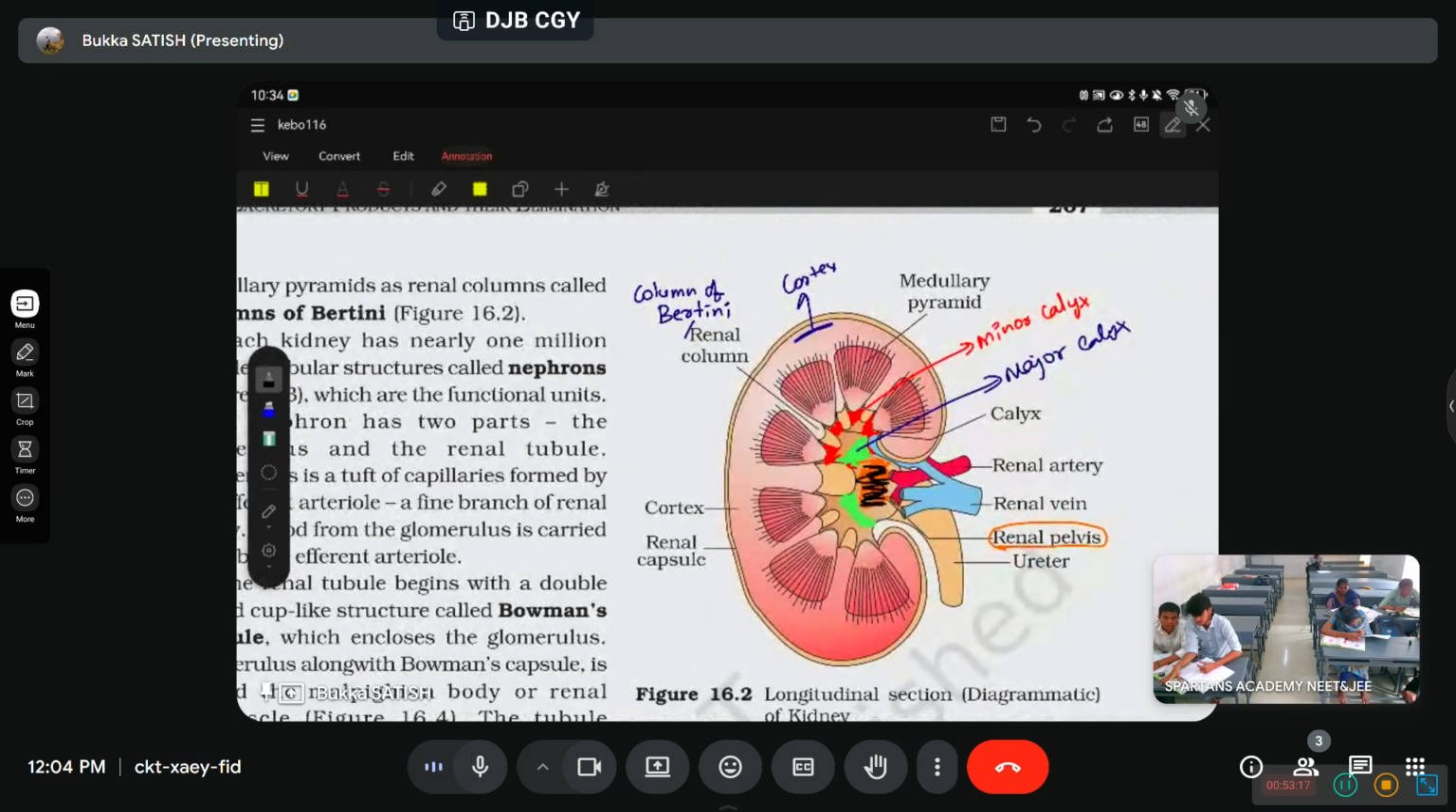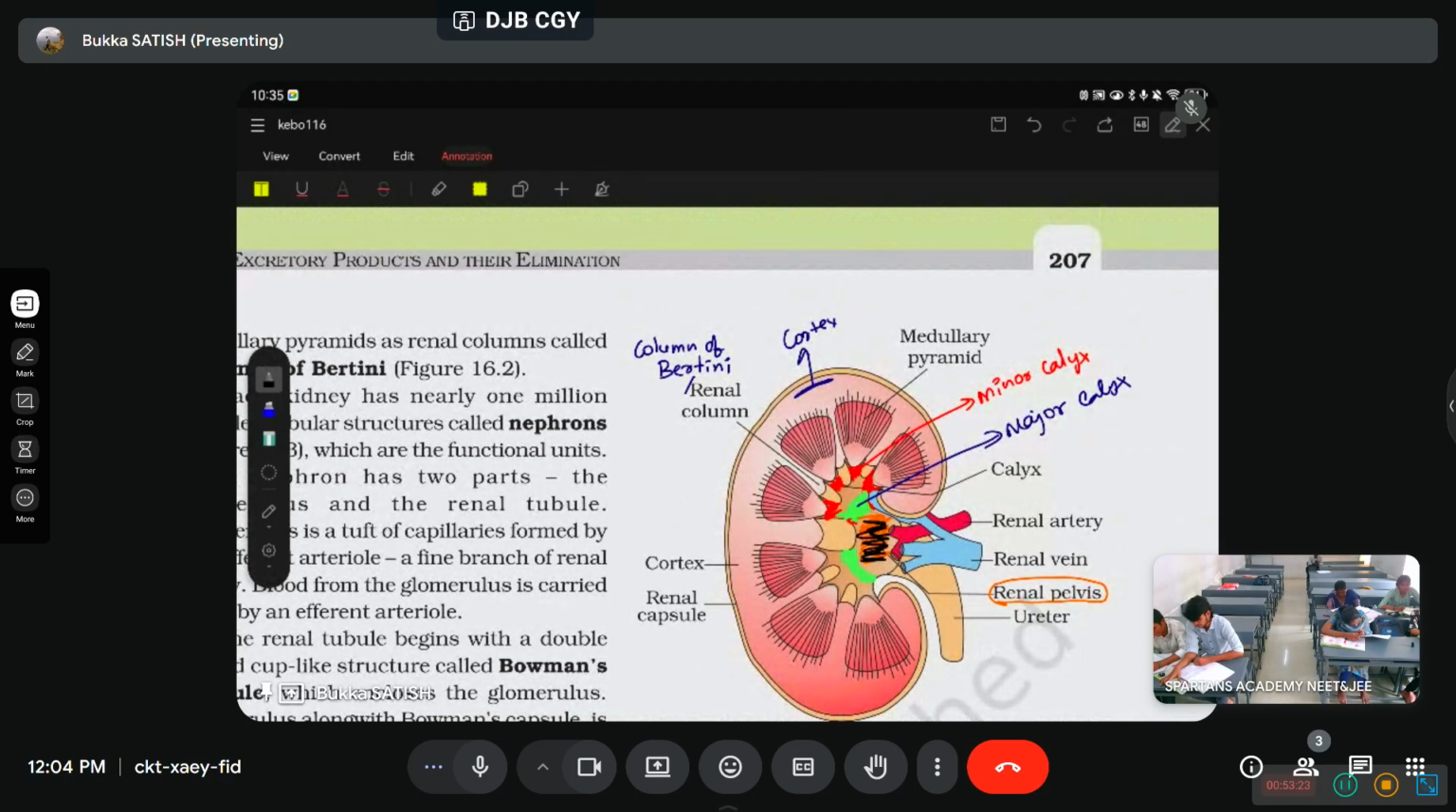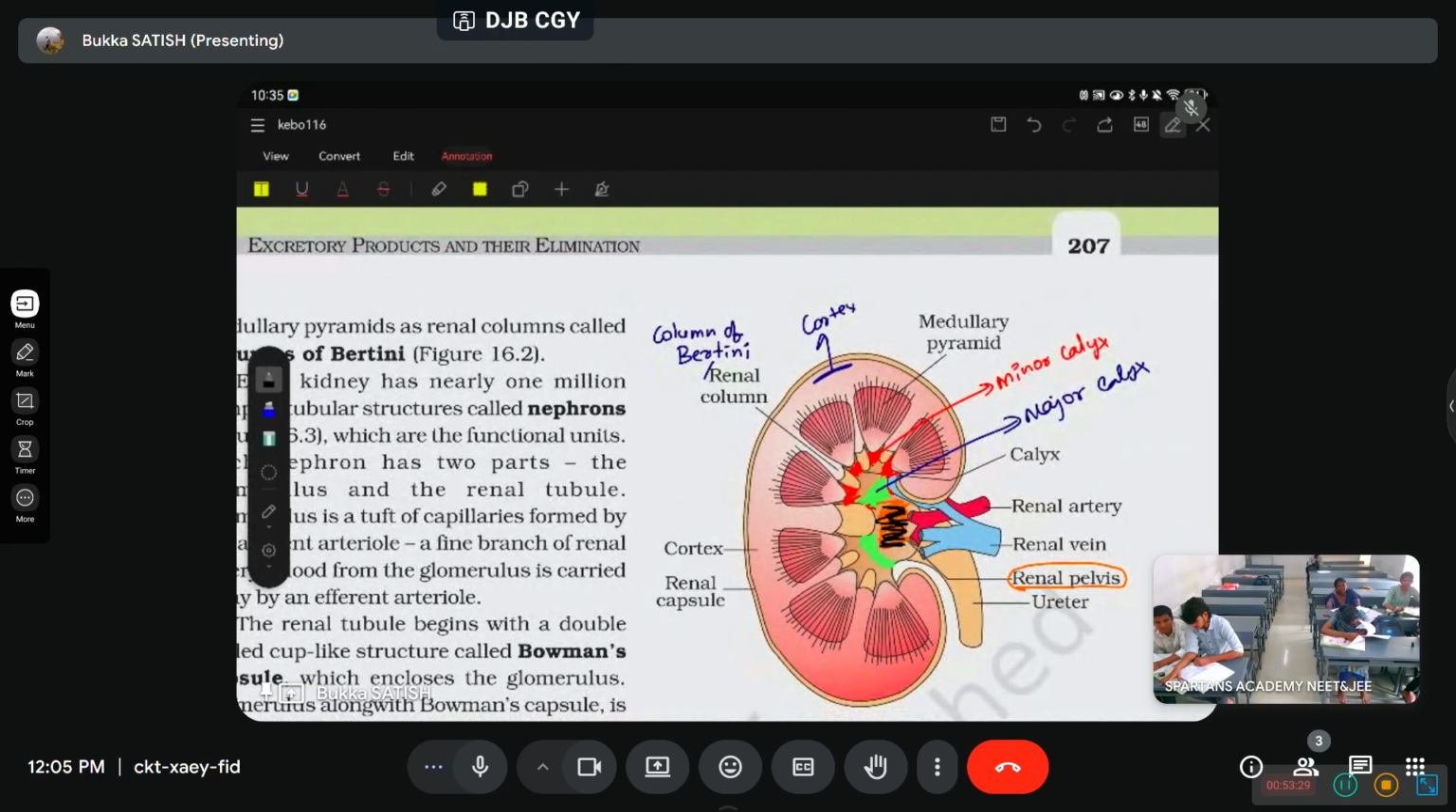Are you done? Okay. Tarun, clear, right? All these structures, labeling based questions will come, Tarun. Practice this well.